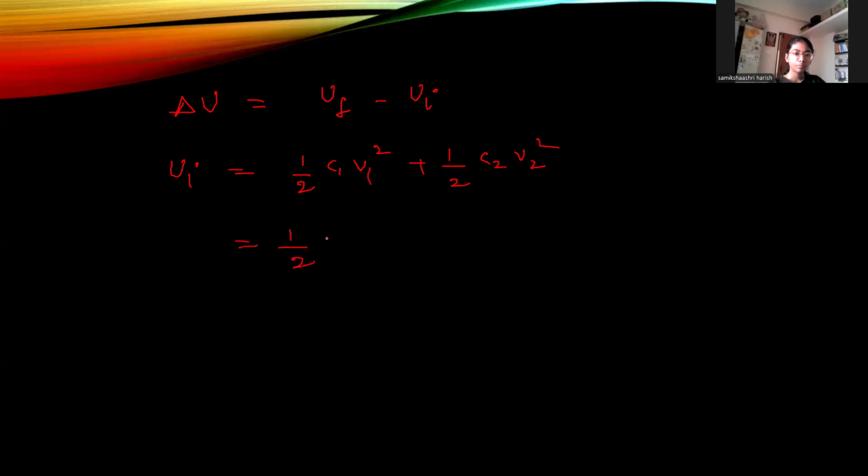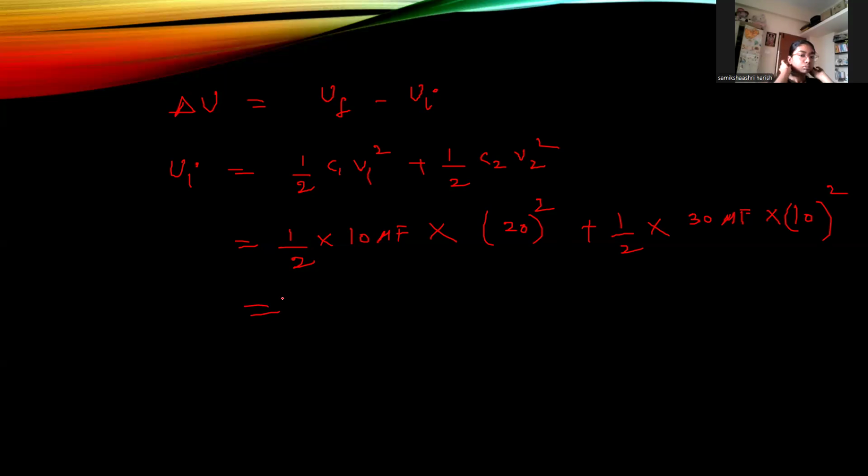What is the capacitance initially? 10 microfarad. And voltage is how much you are supplying? 20, sir. Initially it is like that. What is C2? C2 is how much? 30. And what is the voltage? 10. So you can solve this and give me the answer fast. Okay, this is UI.